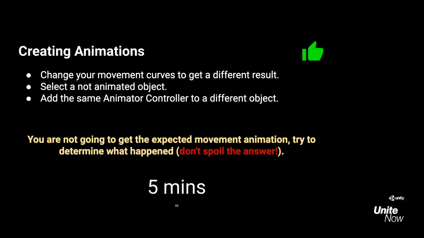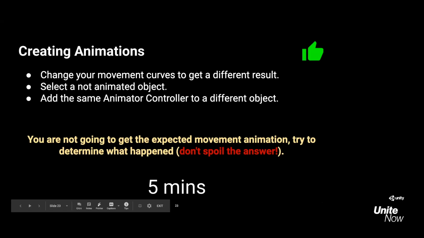So what I want you to do, basically, is first change your movement curves a little bit, just to see how the animation of the movement of the object changes. Select an object that is not animated, one that you haven't animated, and add the same controller. Basically, do the same as I did. Add the animation to other objects. Remember that you did a movement, not a rotation. That's why I left this message here.